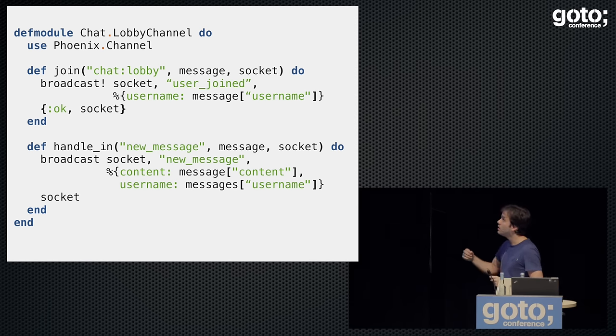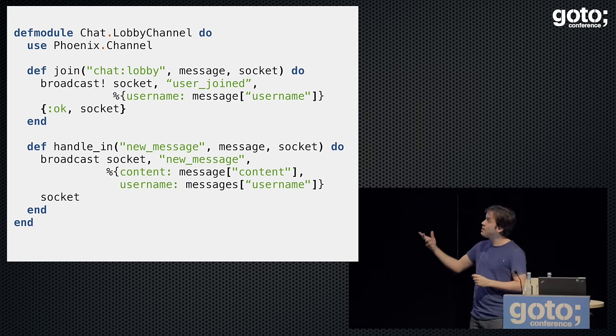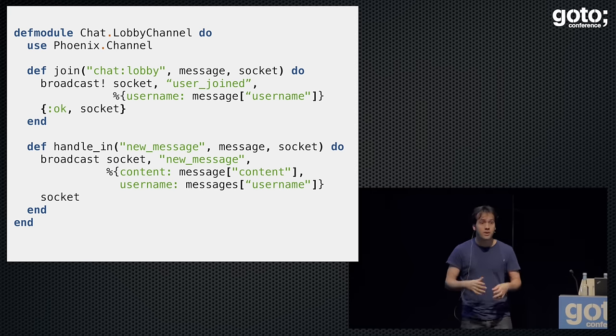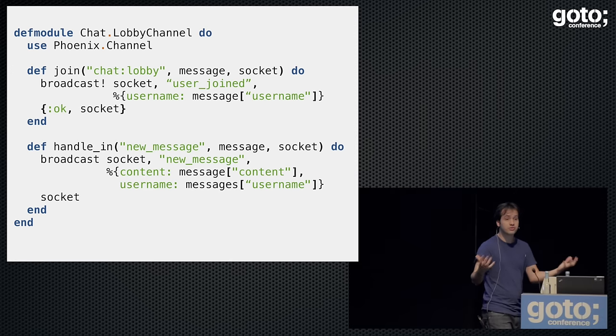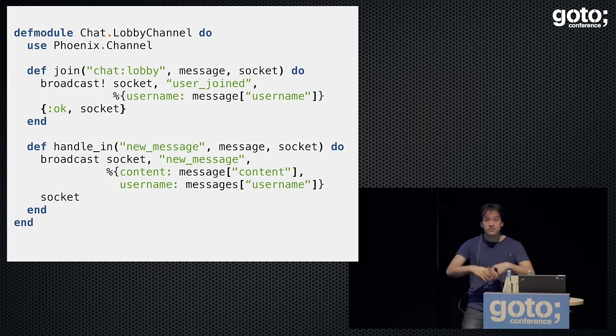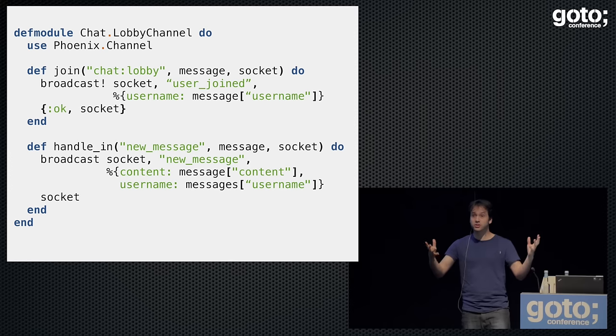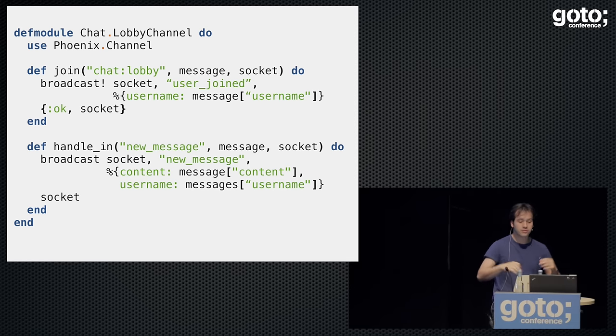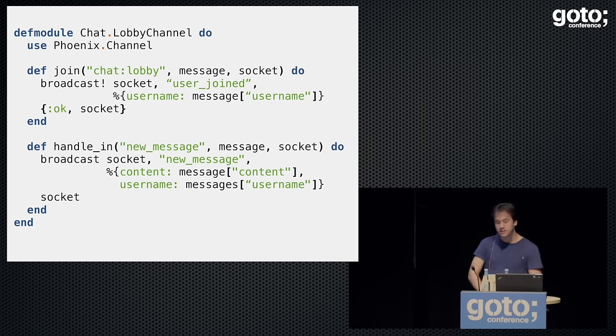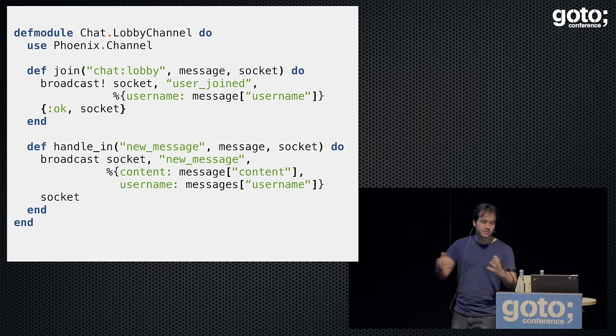So for example, we are going to define what is going to happen when the user joins, okay? When the users join the chat lobby, what do we want to do? We want to broadcast, right? We want to tell everyone, hey, this user just joined, right? And then we are going to do that. We say, hey, I want to broadcast on the socket that this user joined, and here's the username.